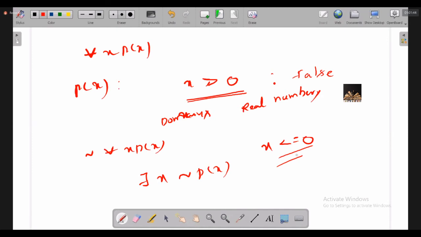Okay, for all x, p of x is false, so the negation of for all x, p of x becomes true. So here it is true. Why is it true? In some cases, x is less than or equal to 0. That is, there exists such an x.